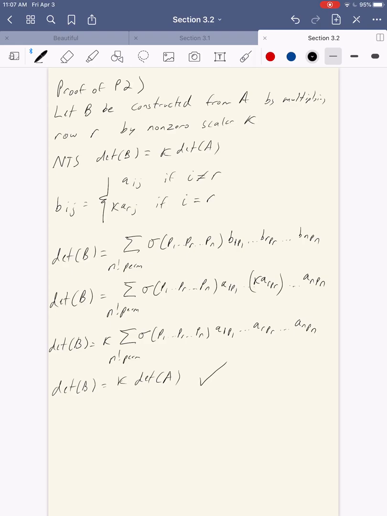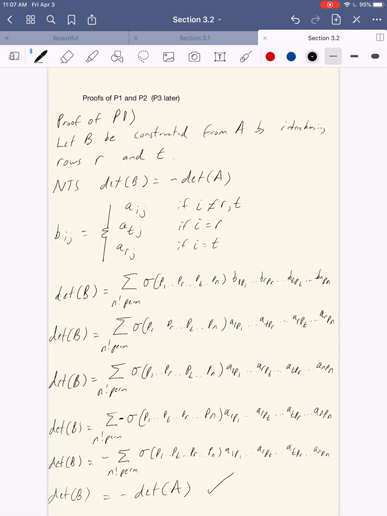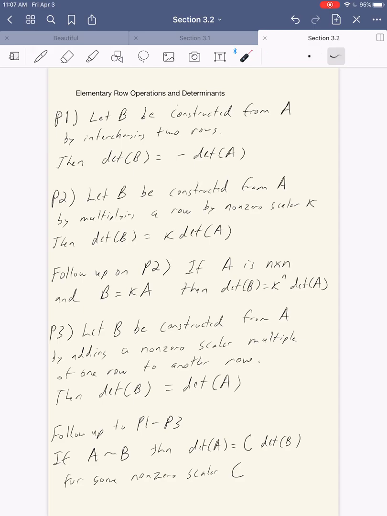So that proves both properties 1 and 2. We'll prove property 3 later on once we've established some other properties of the determinant. Okay, so now going back, I know those were two lengthier proofs. So let's just remind ourselves. We've got these three row operations. Interchanging causes the determinant to be negated. Multiplying by a non-zero scalar causes the determinant to be multiplied by that scalar. And adding a non-zero scalar multiple of one row to another row doesn't change the determinant.